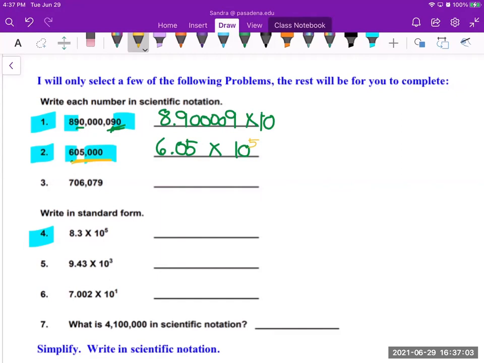Now, let me go ahead and go back to number 1, and I got to count all the decimal places. So let me go ahead and erase this. Okay, we decided, or I decided to put it in there. So I'm going to count all of these digits right here. And I can see that it's 8 of them. So this will be times 10 to the 8th power. Now we're going to check it. So it's 8.9000009 times 10 to the 8th power. And when you do, you're supposed to get that number back. Okay.